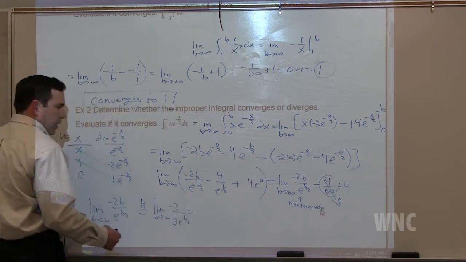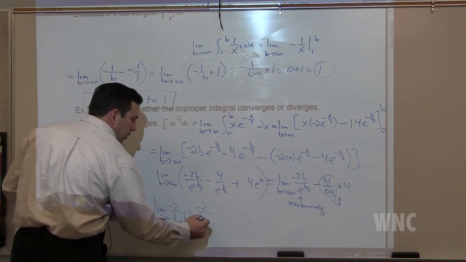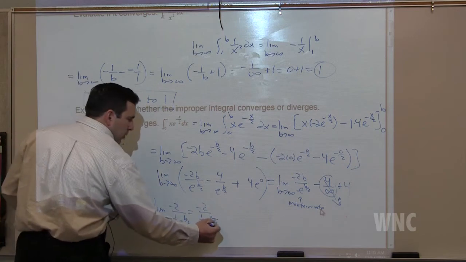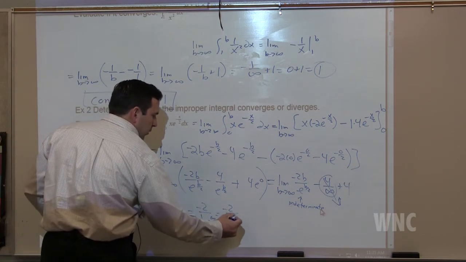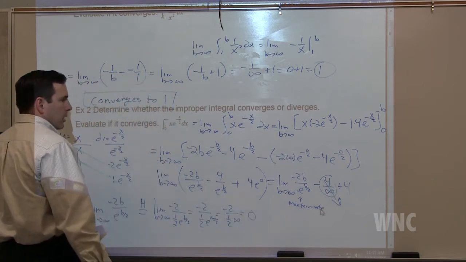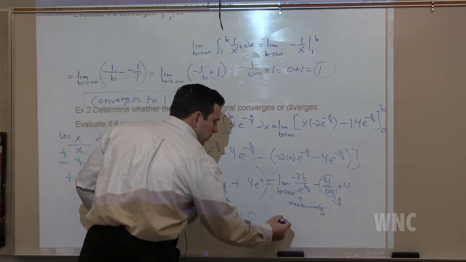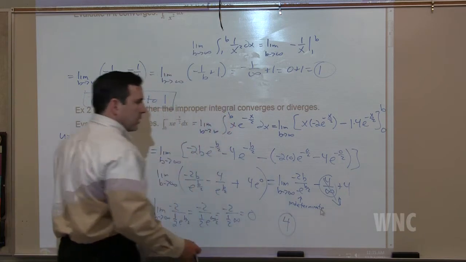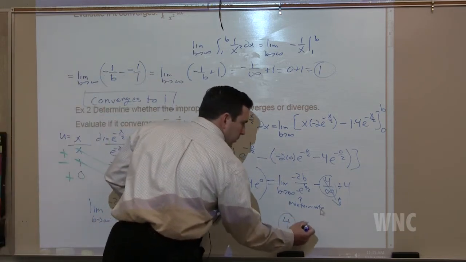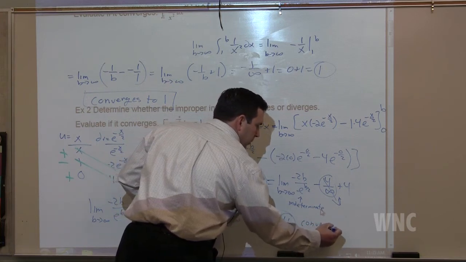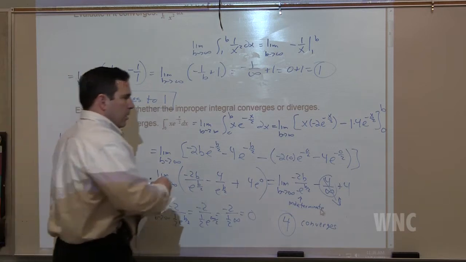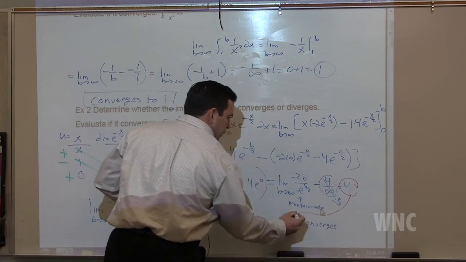Now, plug in the infinity: it's negative 2 over 1/2 e to the infinity over 2. That's negative 2 over 1/2 infinity. That's just 0. So the result is 4. 0 plus 0 plus 4. So it converges. And let me change colors here. This 4 is the final answer.